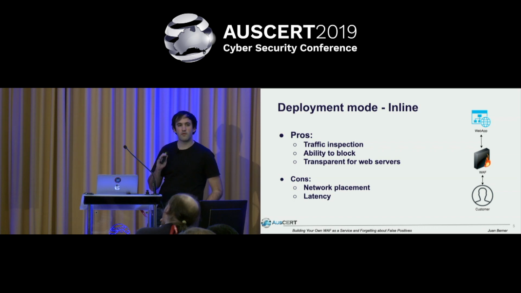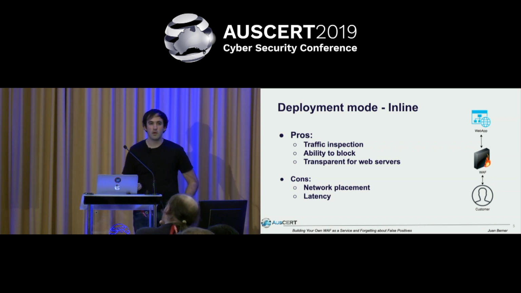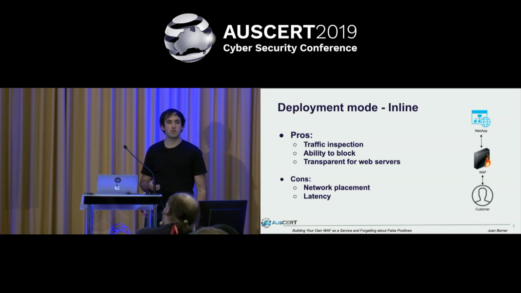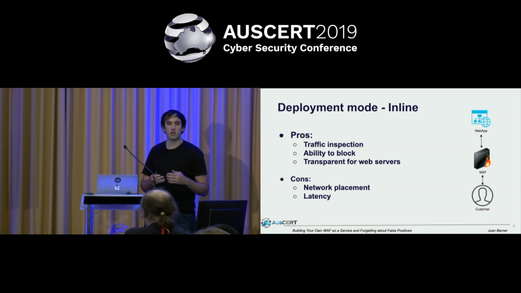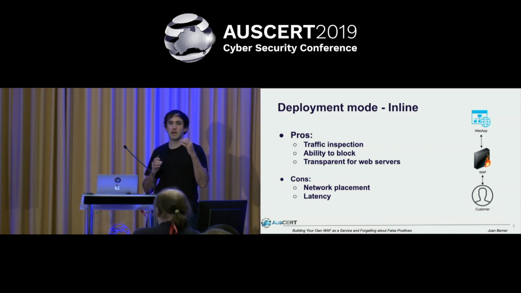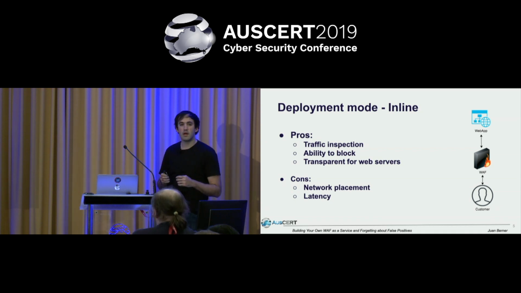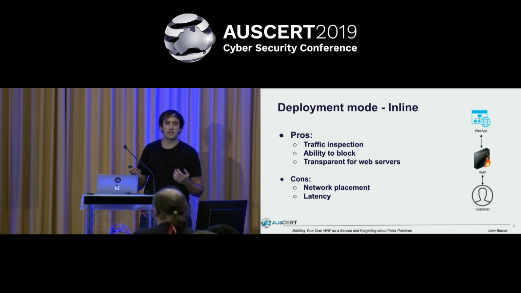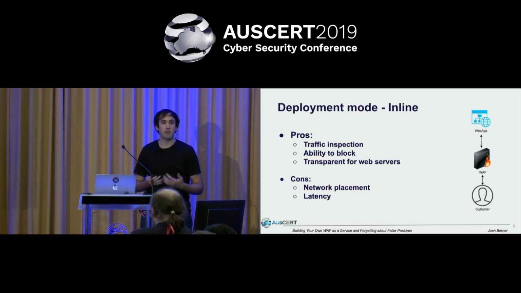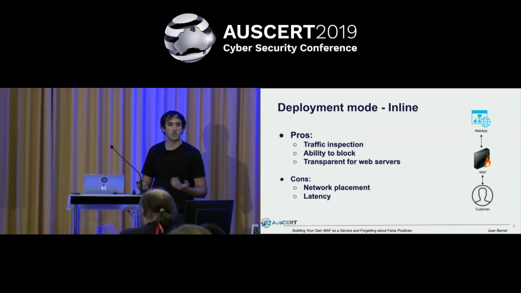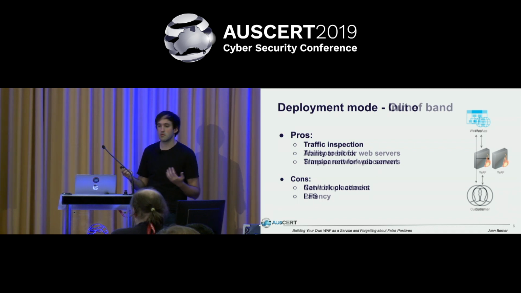So to go a bit into the different deployment modes that a WAF can have, one of them is inline mode. So the benefit is that you can actually block attacks when you have this deployment mode. As you can see, the WAF is in the middle of the customer and the web server, and it's transparent for web servers, but the downside is that now you have an extra point of failure, you have added latency, and of course the network placement can be very tricky, especially on large organizations which might be across the globe.